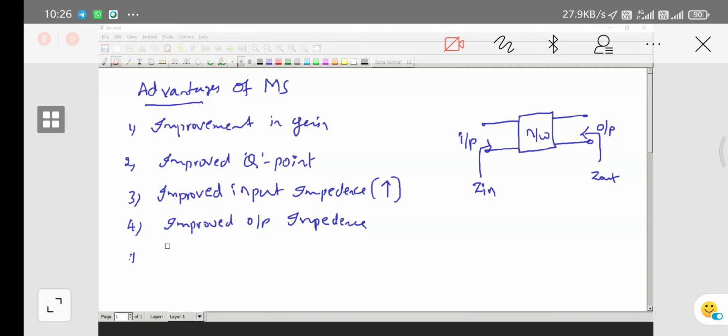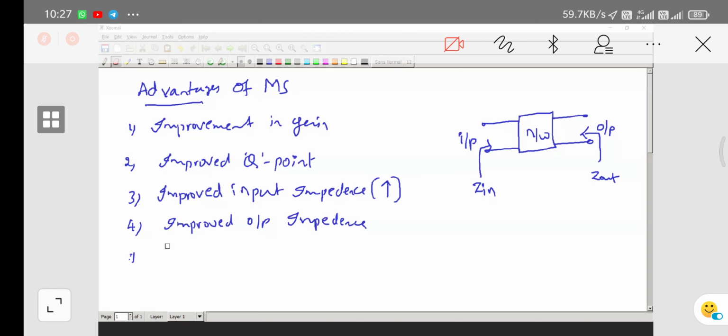Compared with the single stage amplifier, the bandwidth of the multi-stage amplifier is low. You may have a doubt: in the advantages I told you high bandwidth, but now I'm telling you one disadvantage is that compared to the single stage amplifier, the multi-stage bandwidth is low, right? Other than the cascade amplifier, for the remaining connections, the bandwidth is going to be low compared with the single stage amplifier. And coming to the second disadvantage, the circuit becomes more complex.